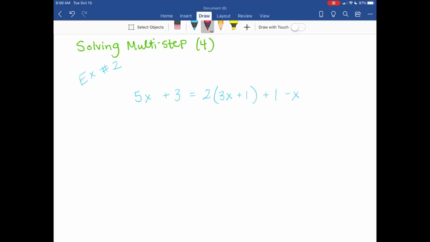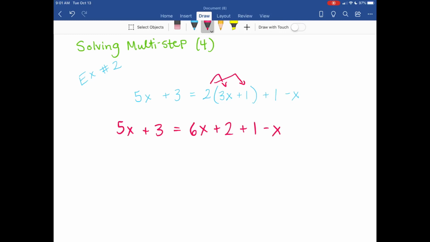So here's example number 2. We are solving for x. Again, we want to combine our like terms, and we'll start by distributing the 2. On the left side, we notice no like terms there, but here we're going to distribute. So we've got 2 times 3, that's a 6x. 2 times 1 is 2, and then plus 1 minus x.